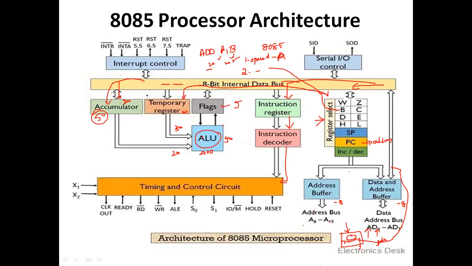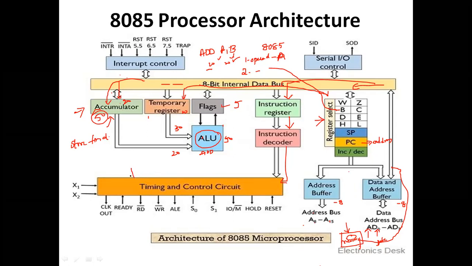Why? Because the accumulator is the special purpose register which is going to store the final result. We are going to store the final result in the accumulator itself. So this is how the accumulator is going to be working. The accumulator is going to hold the first operand, and at the same time it is going to hold the result. So these are the two things that an accumulator is going to do.